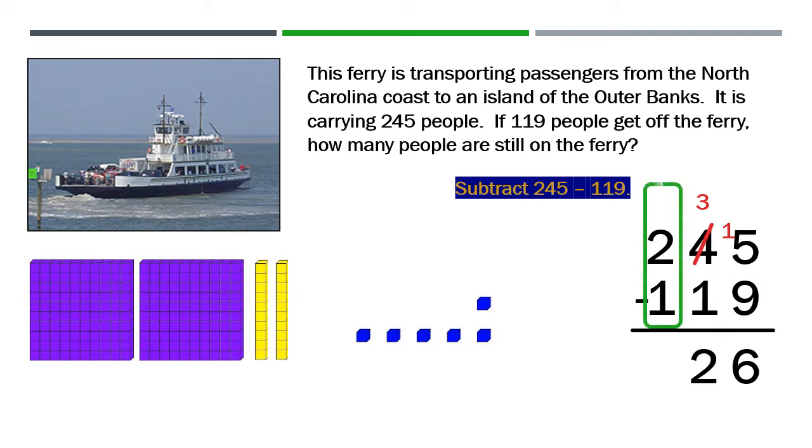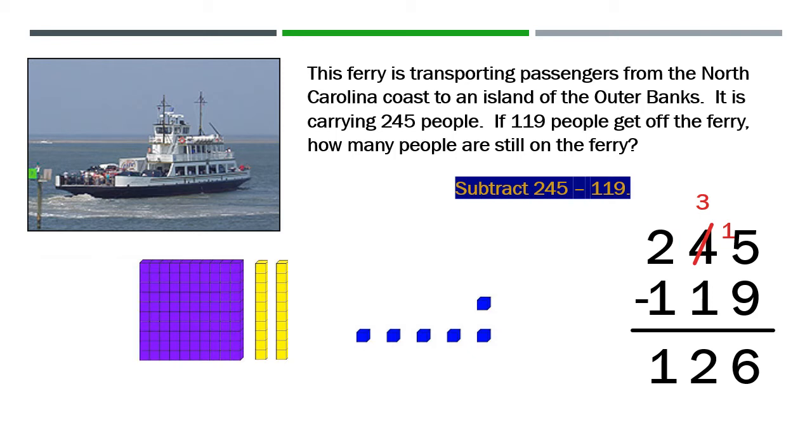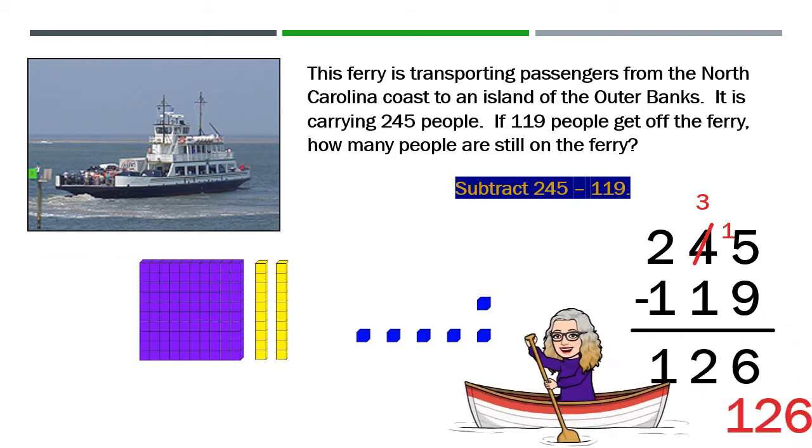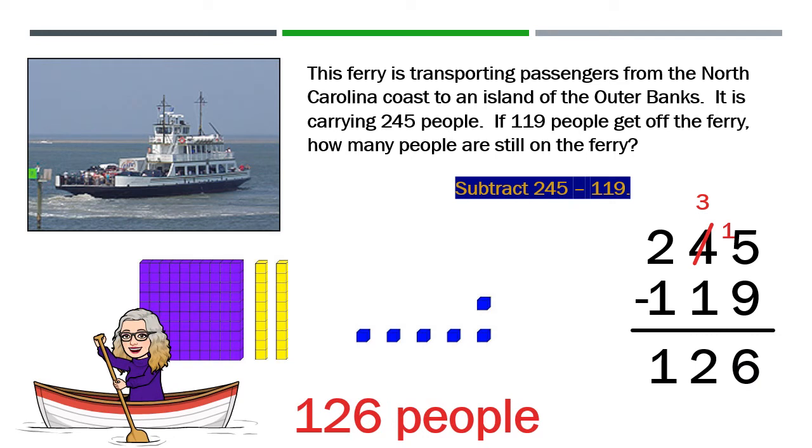Finally, we are in the hundreds column, and we have 2 minus 1. That's a basic fact that I know. 2 minus 1 equals 1. So what does that look like with our base 10 blocks? Well, we had 2 hundreds blocks in the hundreds place, and so we're taking one of those away, and we are left with 1. So I've checked my work, and 2 minus 1 equals 1. So the answer to this word problem is 126 people are still on the ferry.